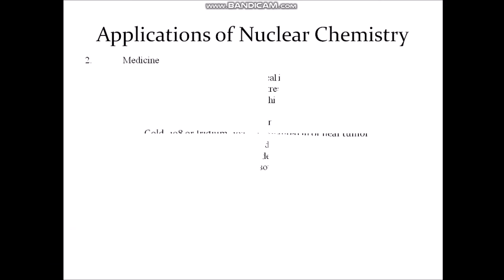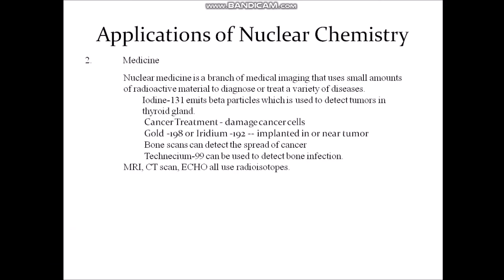Second application is in medicine. I'll just go through it. You can search the internet for different applications of nuclear chemistry. Now, in medicine, nuclear energy is a branch of medical imaging that uses small amounts of radioactive material to diagnose or treat a variety of diseases. For example, iodine 131 emits beta particles, which is used to detect tumors in thyroid glands.